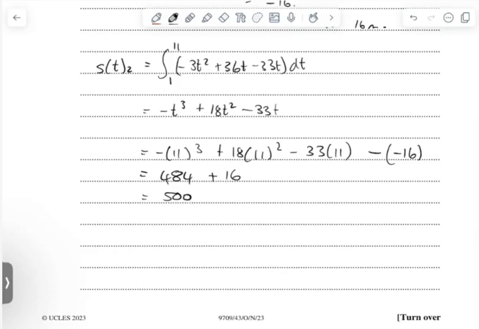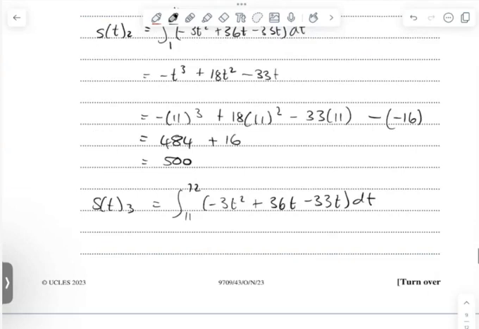So the reason I wrote that down separately is because I'm probably going to use it now in my next step where I'm going between 12 and 11. I already now know the answer for 11, so that just helps. Okay, power 3, and this might even be symmetrical actually, so the answer might be 16 as well. But I'm just going to go with it for now. 36t minus 33t dt. Okay, I know this answer already.